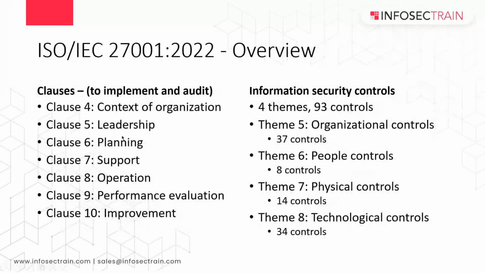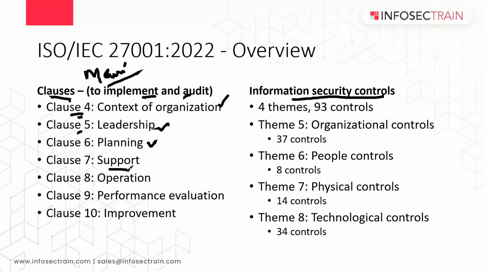To give you an overview of the standard itself, the ISO IEC 27001:2022 standard has two parts. Part 1 is clauses and part 2 is information security controls. Clauses are the main standard components. There are 7 clauses. The implementable and auditable clauses start from clause 4, context of organization, followed by clause 5 leadership, then planning, then support, then operation, then performance evaluation, and then improvement.